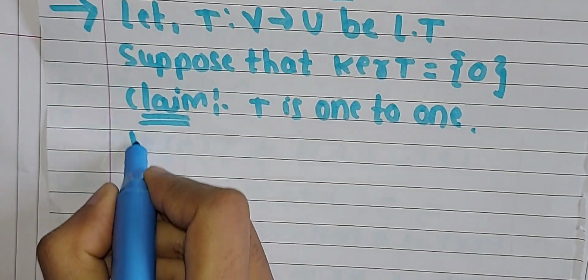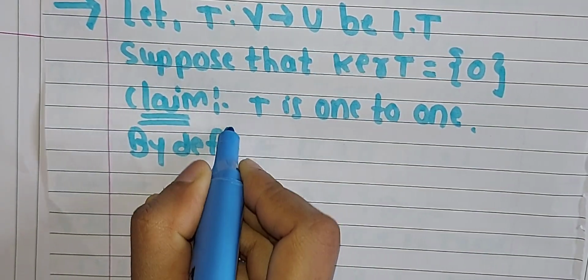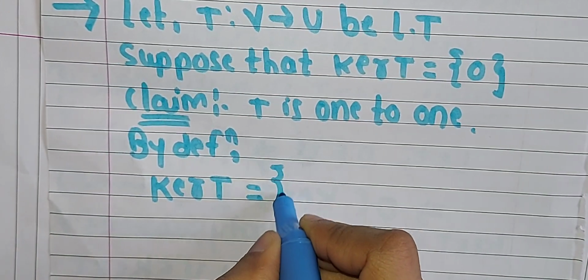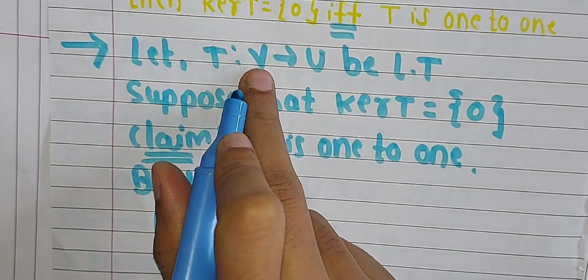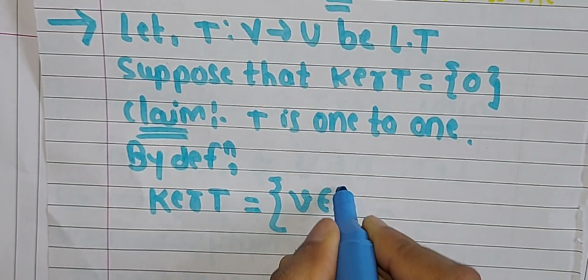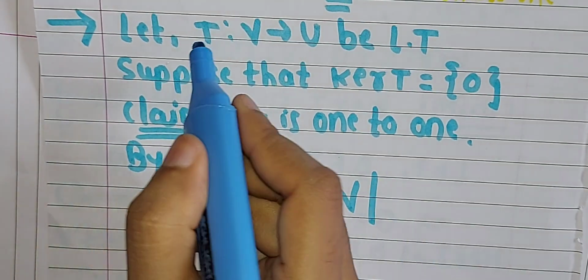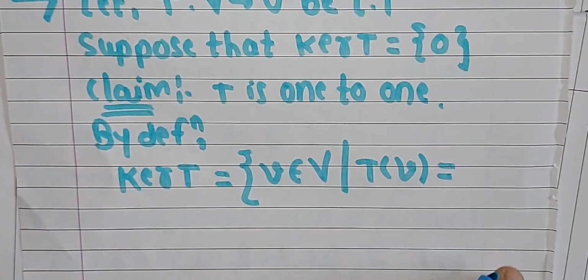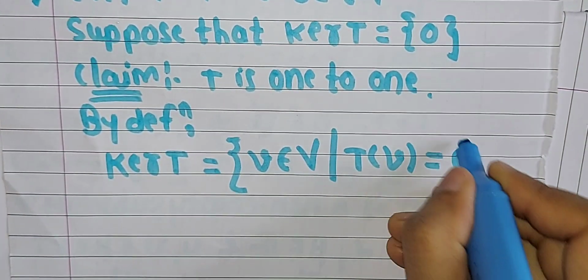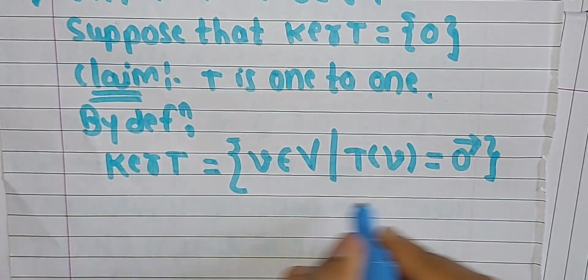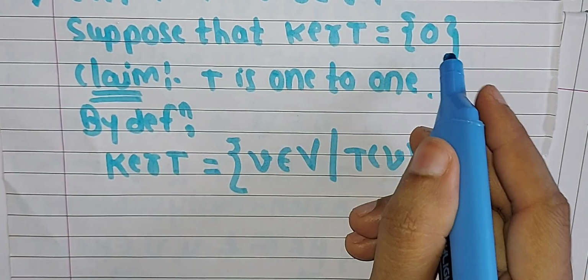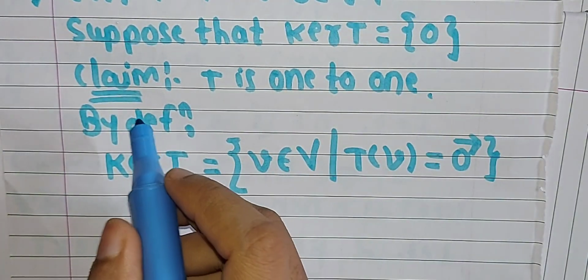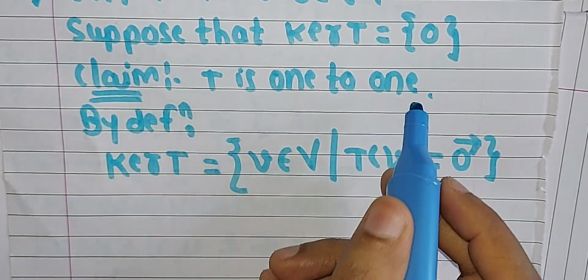Now by definition, what is the kernel of T? Kernel of T, denoted by ker T, is a collection of all elements of the domain V such that whenever we apply T on v, that is T of v, we get in the range only one point, that is 0 bar. So this is the definition of kernel of T. This is our given condition, that kernel of T is equal to 0, and now we only have to prove that T is 1 to 1.